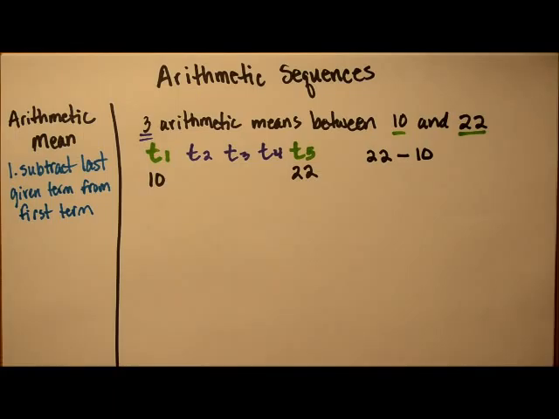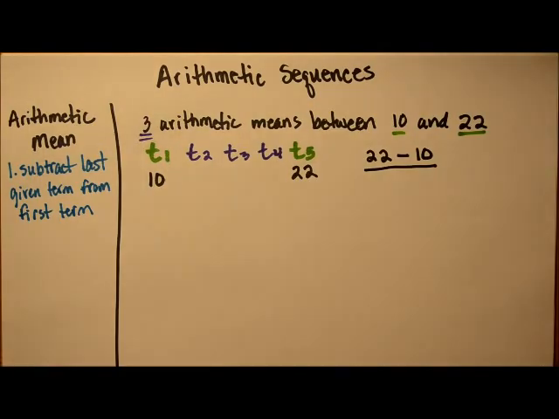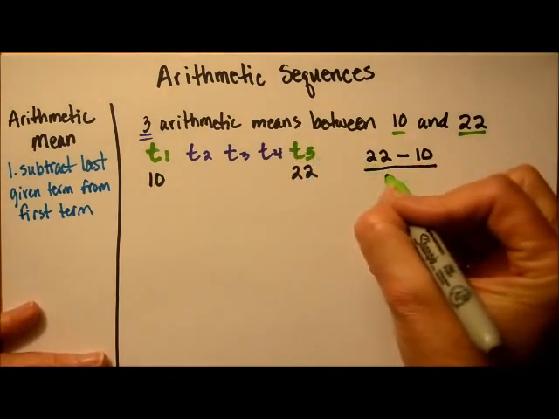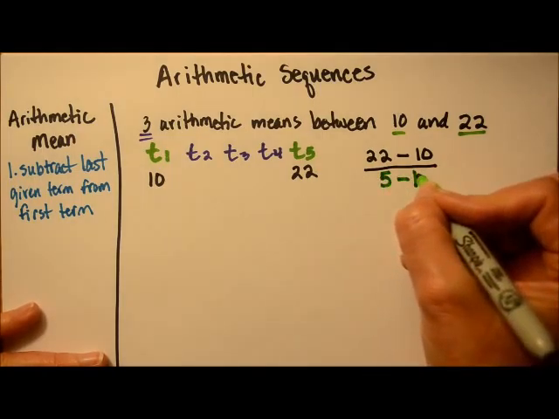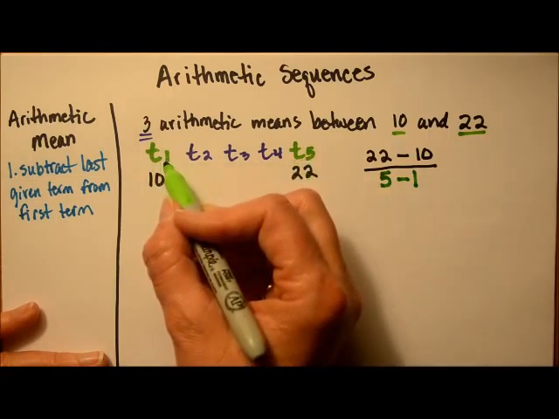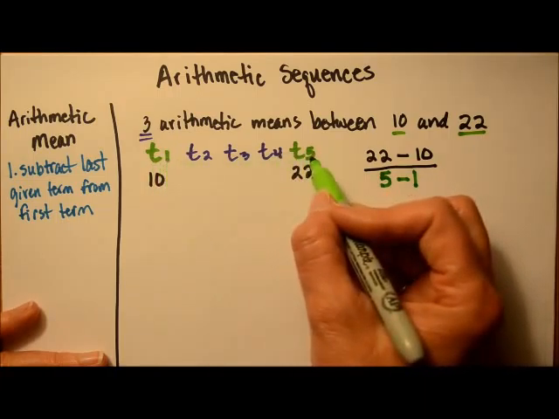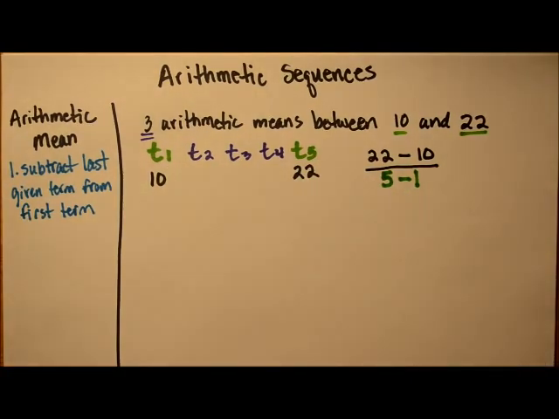Underneath that, what you're going to do is subtract 5 minus 1. Those are your subs, right? T1 and T5. So I'm taking my 5 minus 1. I'm taking those green ones.